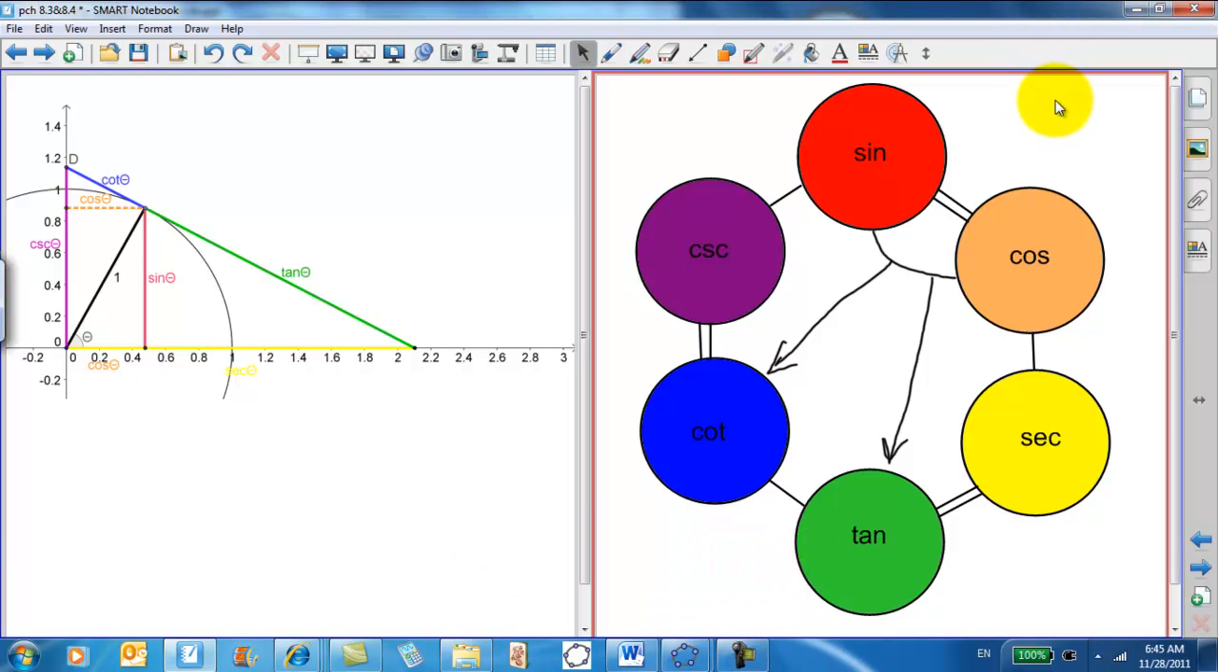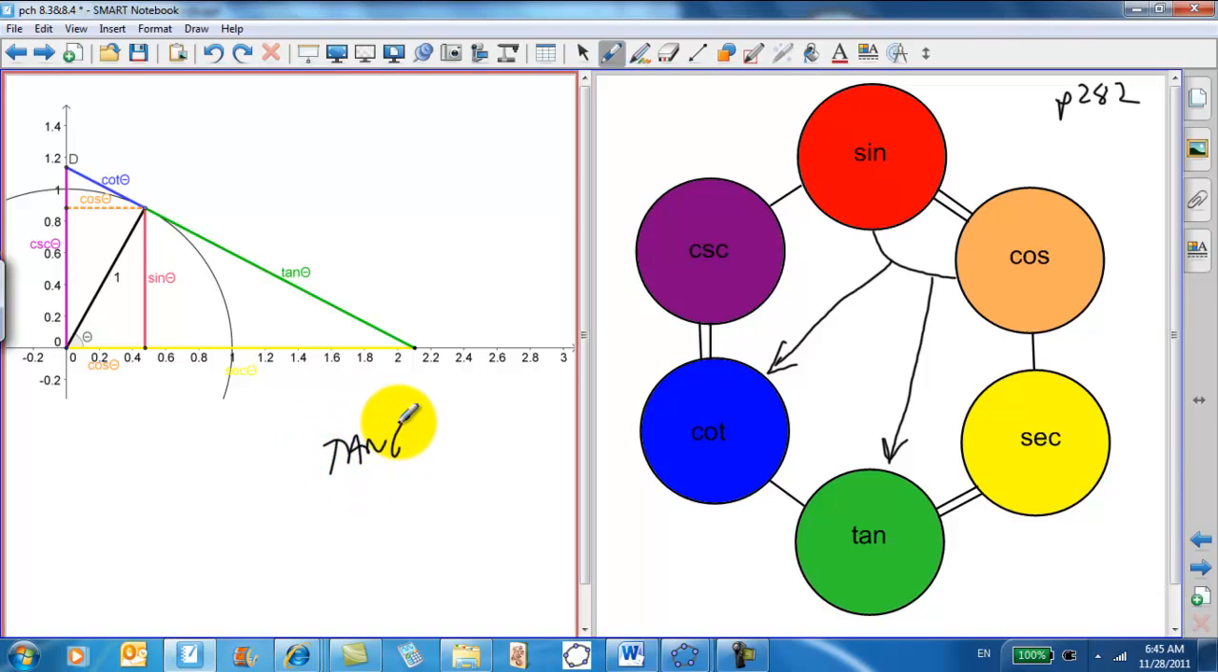These relationships were basically mentioned on page 282, if you want to look them up in your book. But they're called the quotient identities. And basically they say tangent of theta is sine of theta over cosine of theta. And cotangent of theta is cosine of theta over sine of theta.